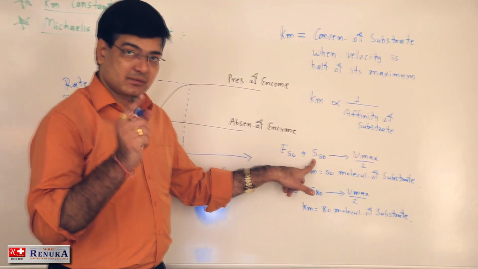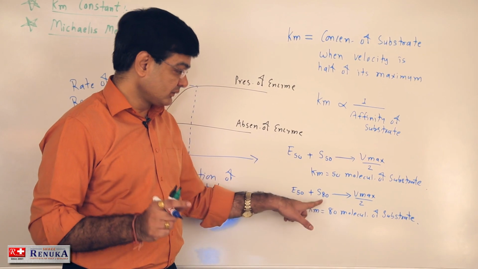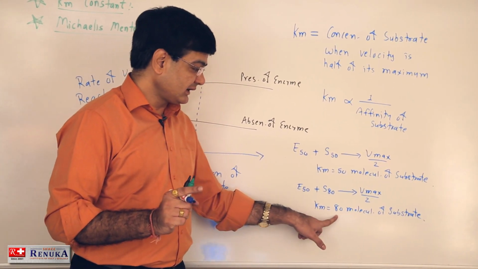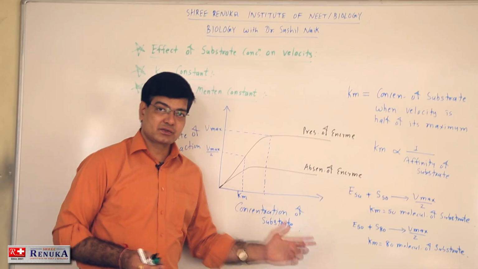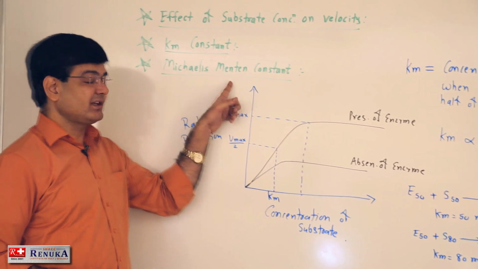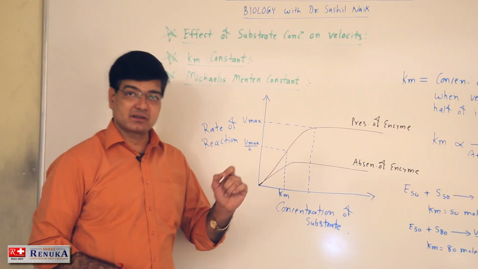More the affinity of the substrate to bind with the enzyme, the Km value is less. Compared to less affinity of the substrate to bind with the enzyme, the Km value is more. So this Km constant was given by scientists Michaelis and Menten, and that's why it is also called as a Michaelis-Menten constant.